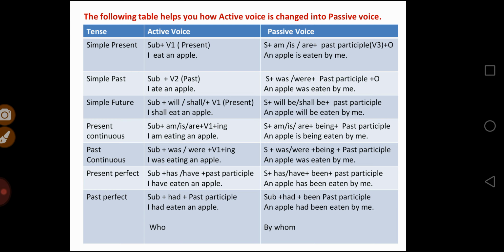Past perfect. Subject plus had plus past participle. I had eaten an apple. In passive, the structure is subject plus had plus been plus past participle. An apple had been eaten by me. In questions, who changes into by whom.